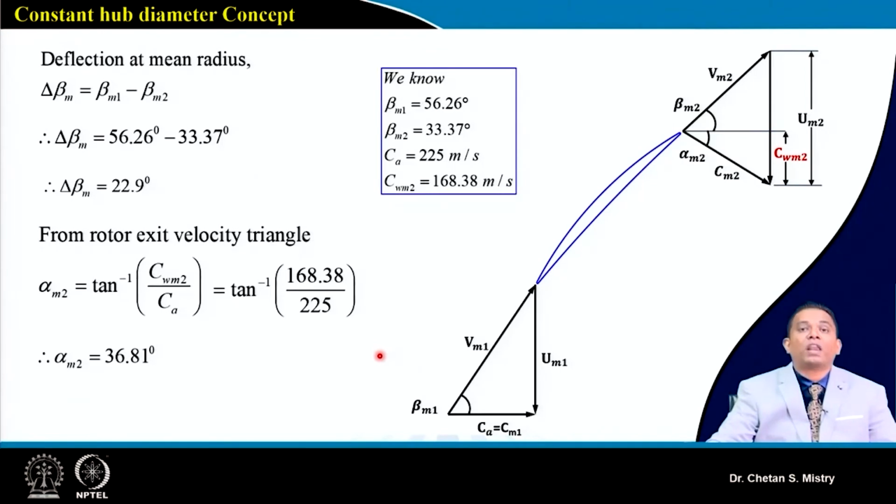Now once we calculate our beta 1 and beta 2, we can calculate our delta beta, and that is coming 22.9 degree. Okay, same way we can do our calculation for alpha at the exit. So alpha 2 at the exit is given by Cw2 by Ua. These numbers are known to us, we can calculate our alpha 2, that is coming 36.81 degree.